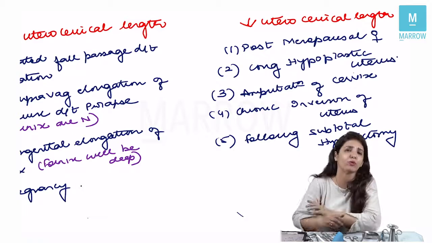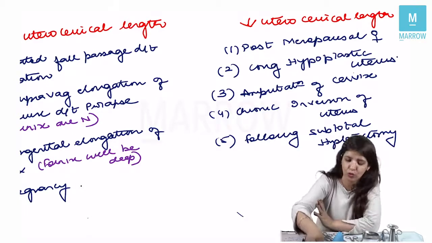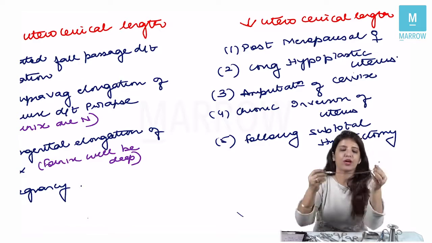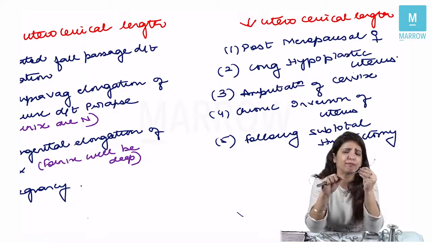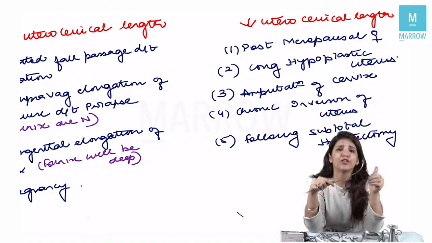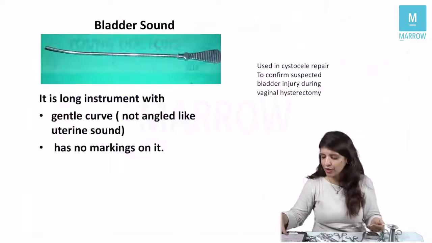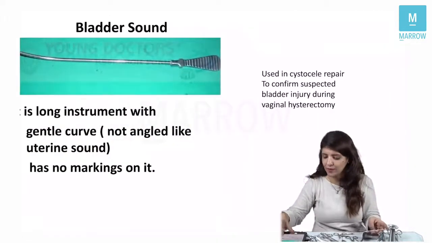But the most important question which the examiner is going to ask you the moment they give you a uterine sound is, they will say, have you seen a bladder sound? How do you differentiate a bladder sound from a uterine sound? So I don't have a bladder sound. I want you to look at the image here.